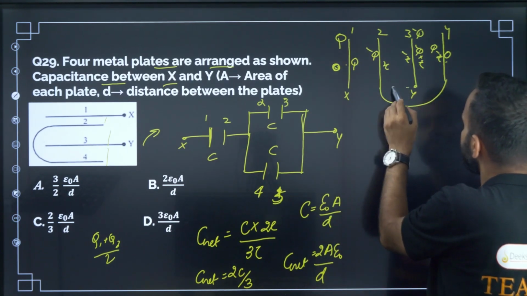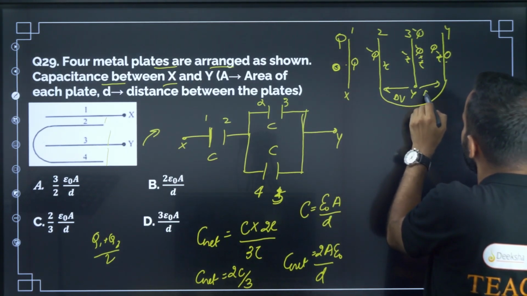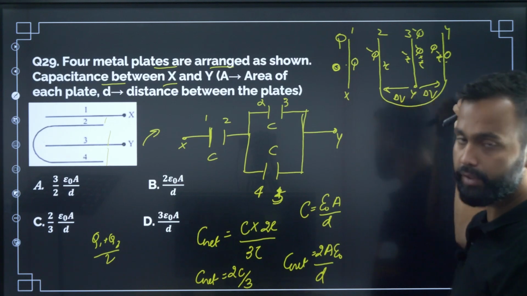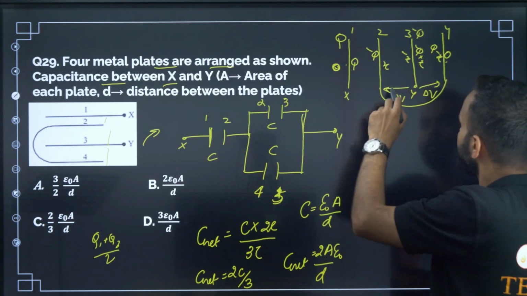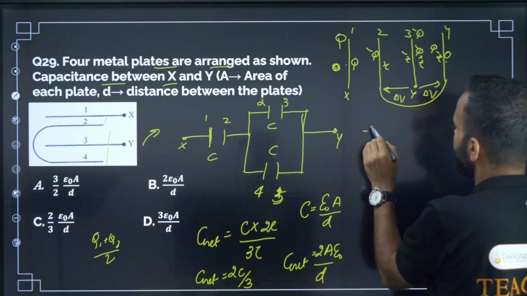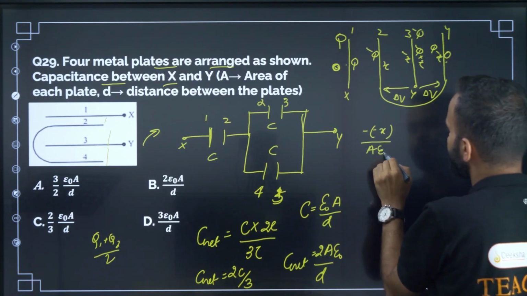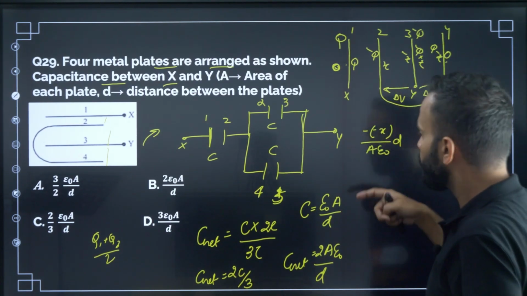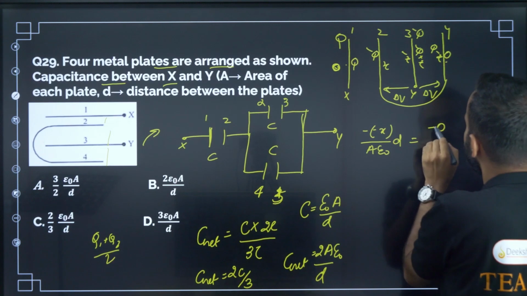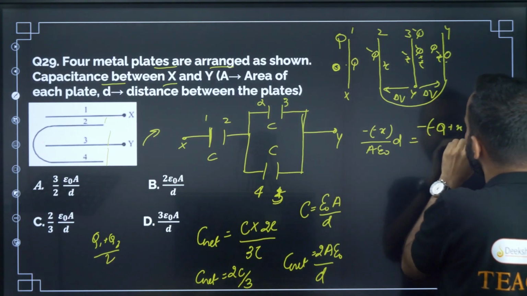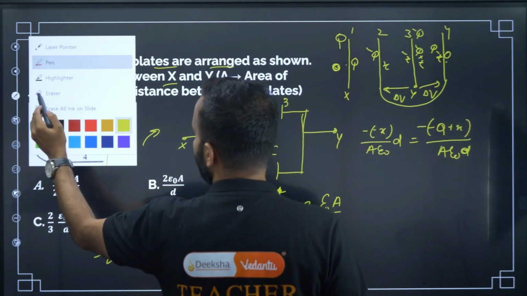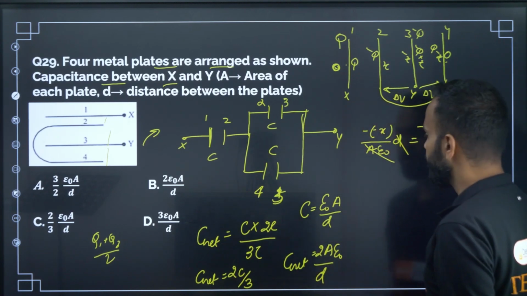Here the potential difference is the same, right? Delta V and delta V, because these two are connected. Second plate and fourth plate are connected, so potential difference will be the same. So now find the potential difference. Potential difference is electric field into D. Electric field will be minus of (minus X) divided by A epsilon naught, into D, is the potential difference between these two plates, which is equal to minus of (minus Q plus X) divided by A epsilon naught, into D. Now D divided by A epsilon naught will get cancelled.